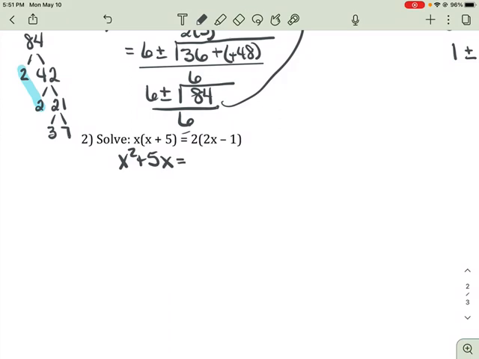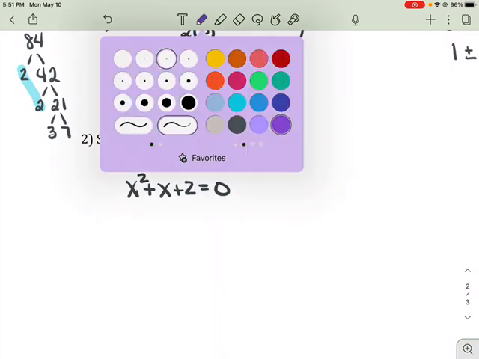And we're going to have to distribute the 2. And now we can get it equal to 0. And I was like super excited. I think, oh, we can factor this, but there are no factors of 2 that add up to positive 1. So let's use our quadratic formula.